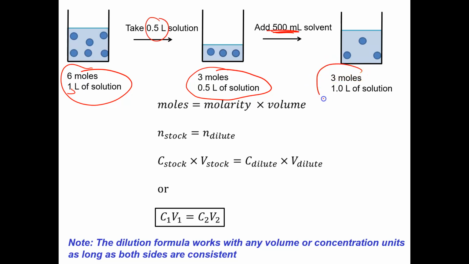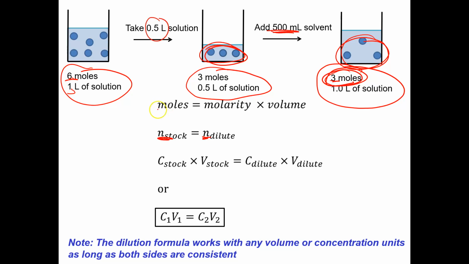So we end up with a solution that is half the concentration of what we started with. That's a typical dilution. We take a small proportion of what we call a stock solution, and then we add some solvent to it to generate a more dilute solution. Now, the key thing to recognize is that the number of moles that we take from our stock solution is always going to be equal to the number of moles that we end up with in our dilute solution.